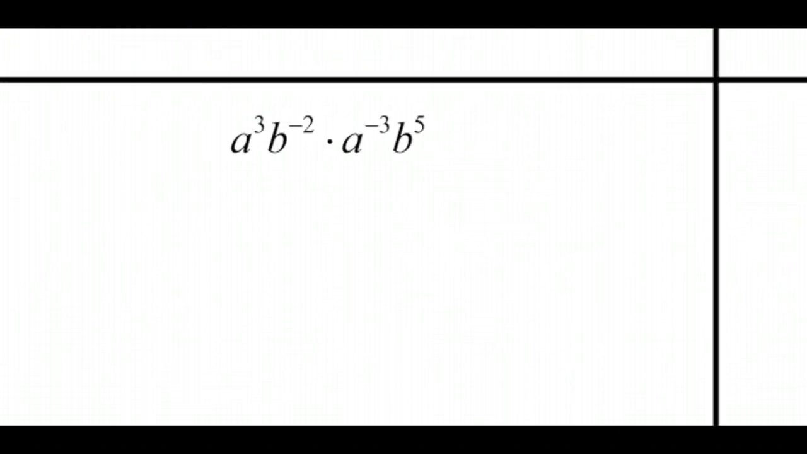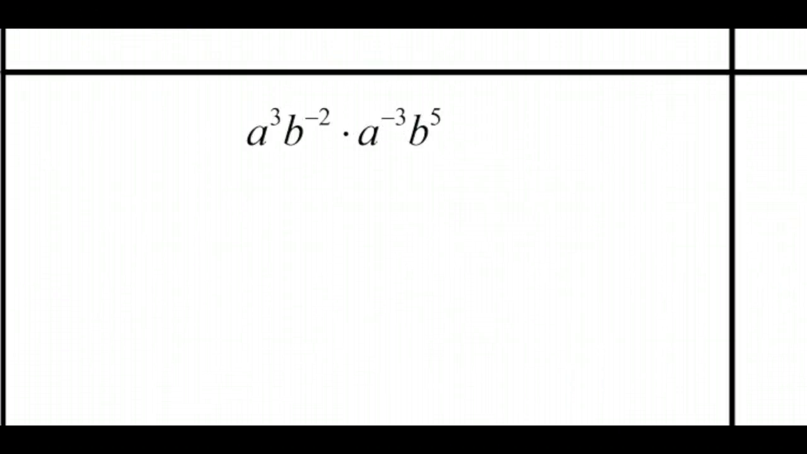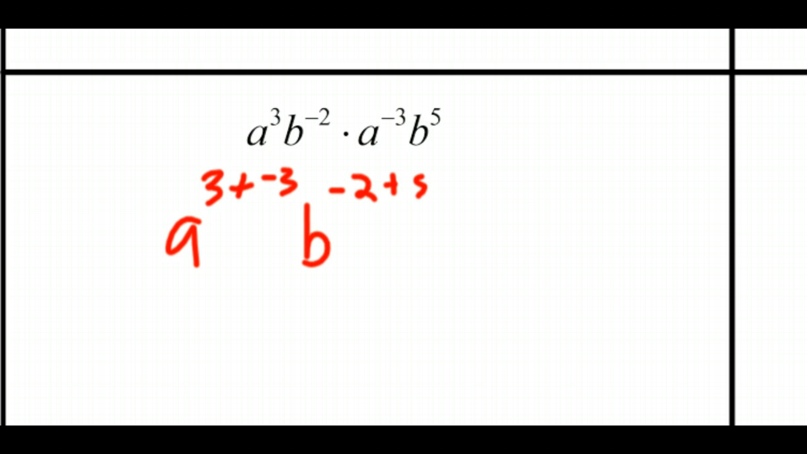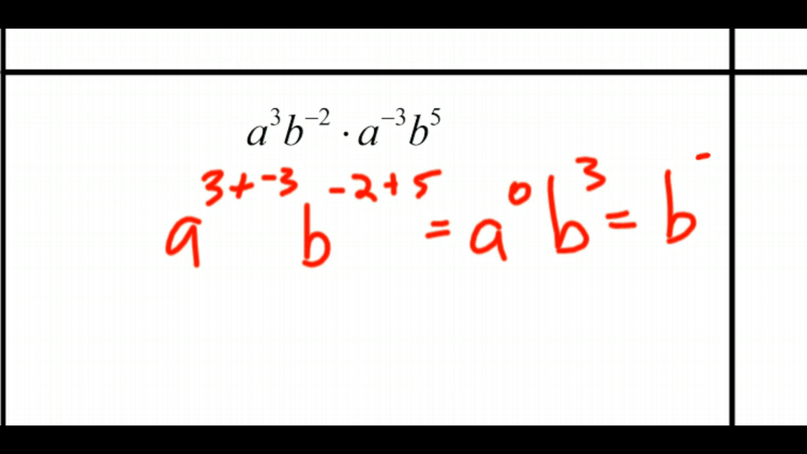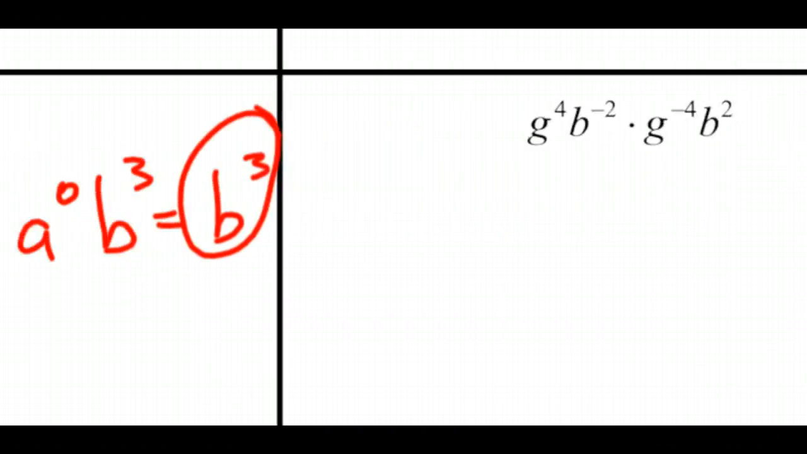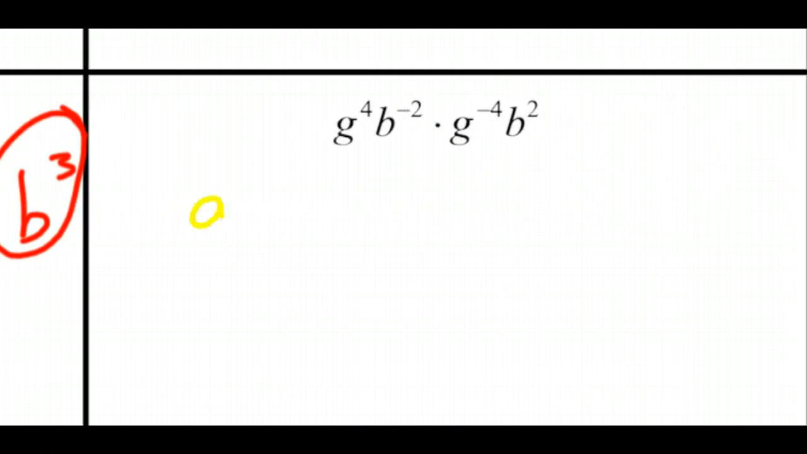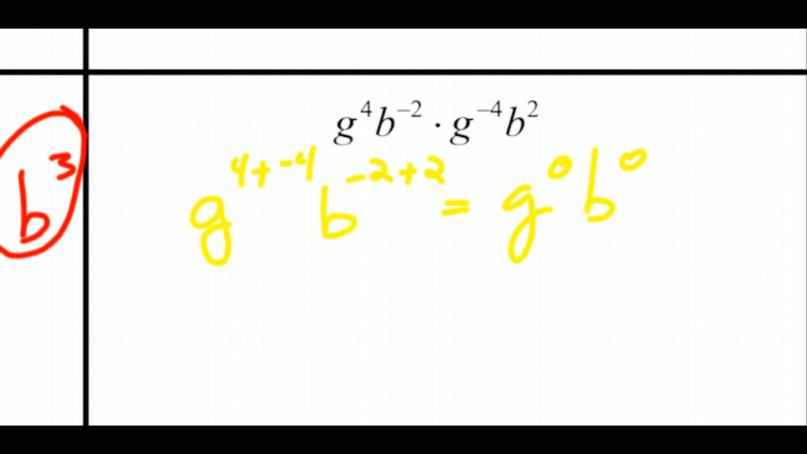For number 3, a cubed b to the negative 2nd times a to the negative 3rd b to the 5th. We have a to the 3 plus negative 3, b to the negative 2 plus 5, which gives us a to the 0, b cubed, or just b cubed. We don't need to do anything with negative exponents or putting it in the denominator. And finally, for number 4, we have g to the 4 plus negative 4, b to the negative 2 plus 2, which is g to the 0, b to the 0, or 1. Because remember, in multiplication, a 0 power is the same as 1.